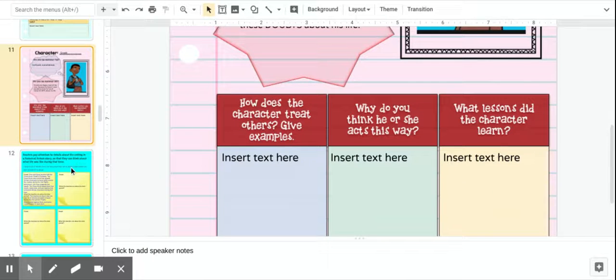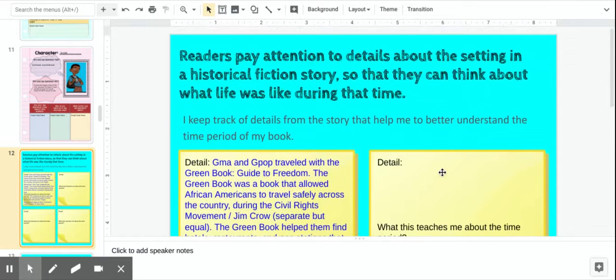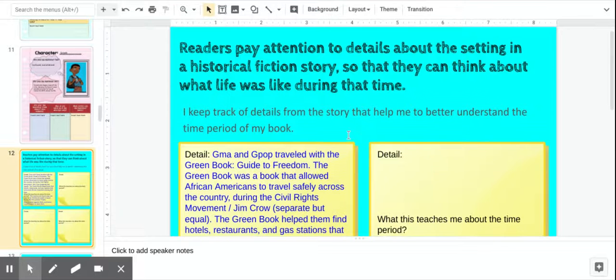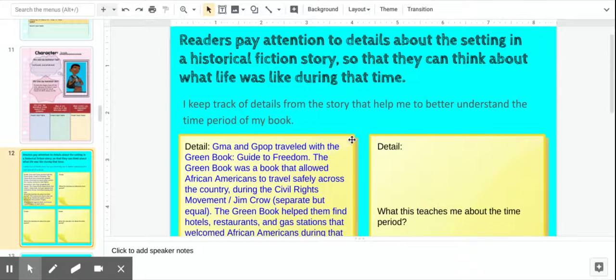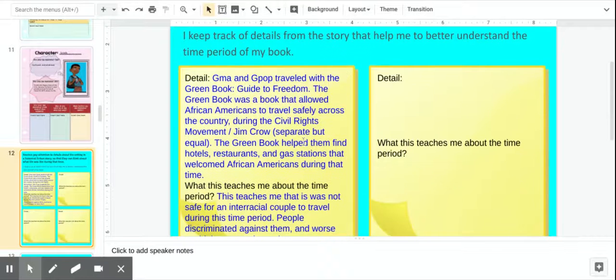Okay. Another thing that I want to point out is this slide here. This is the historical fiction slide, that readers pay attention to details about the setting in historical fiction so that they can think about what life was like during that time. In Route 3, they mention the Green Book, the Guide to Freedom, right? And then you guys did that Ed Puzzle that Miss FURLAN had assigned for you. That is something in the setting that tells me and helps me understand what that time period was like. So my detail was that Gma and Gpop traveled with the Green Book, Guide to Freedom.